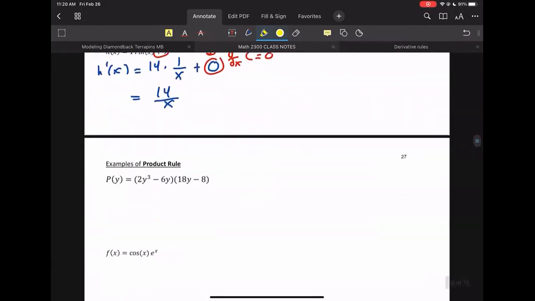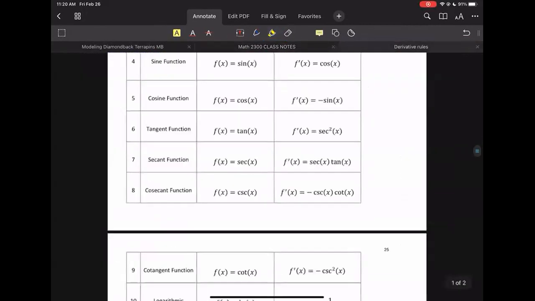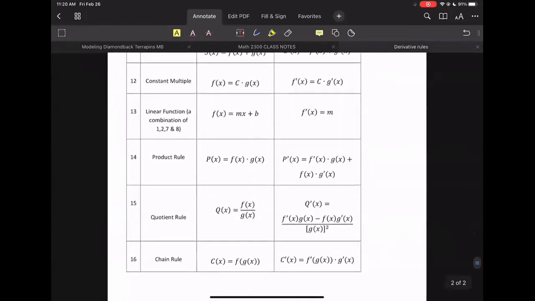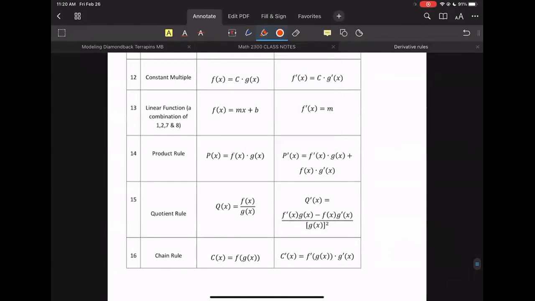So the product rule, let's go back to the derivative rules. We're starting to get into these ones right here: product rule, quotient rule, chain rule. These rules often use the ones above them. The product rule tells us what to do when things are being multiplied. Let me be clear about how each one applies. The product rule is for multiplication; the word product means multiply. The quotient rule is for things being divided.